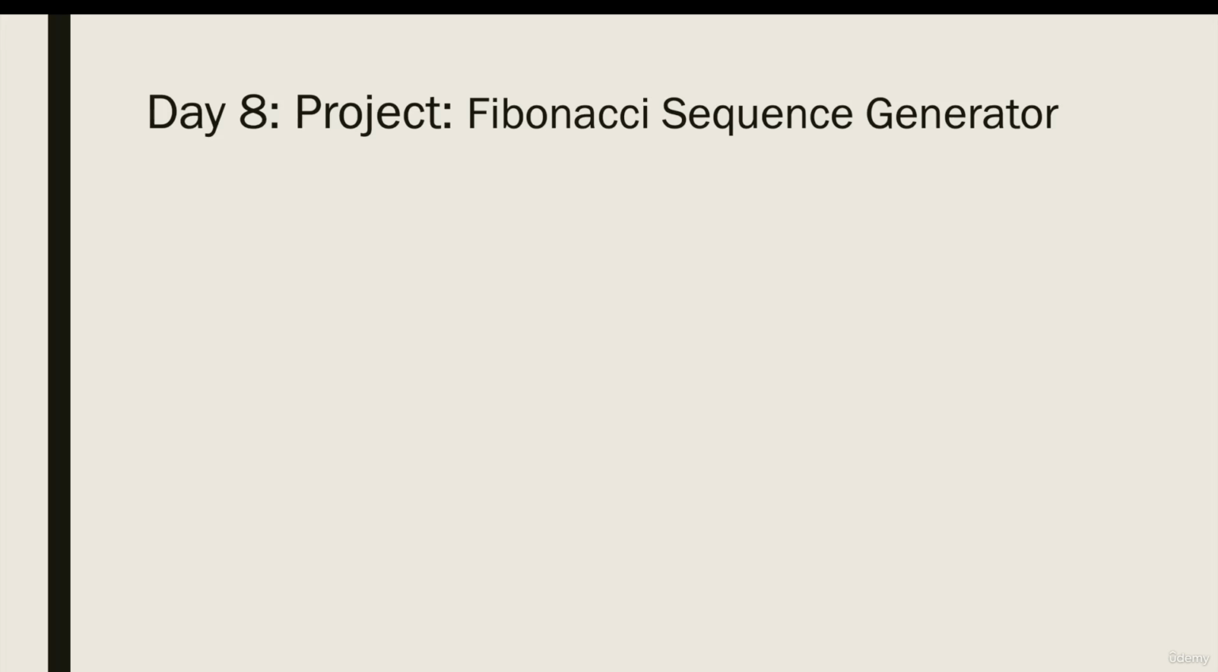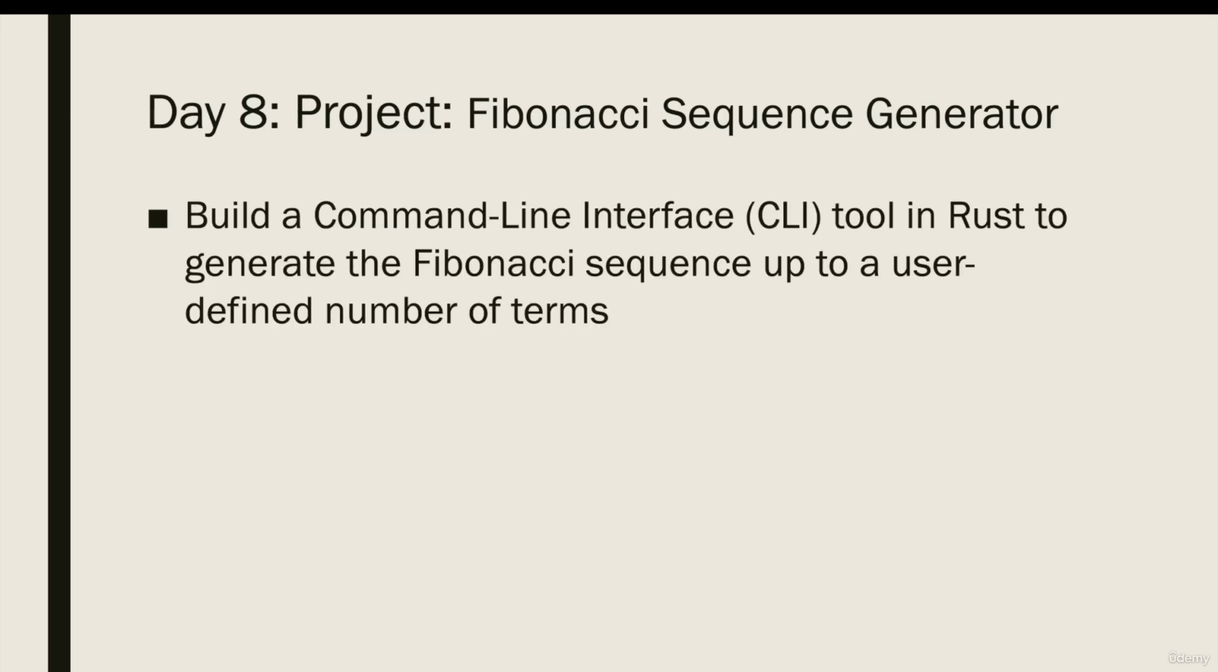Today's project is a Fibonacci sequence generator. The goal here is to build a command line interface (CLI) tool in Rust to generate the Fibonacci sequence up to a user defined number of terms. This project will improve your skills in user input handling. Accepting and validating user input is what we are going to do.